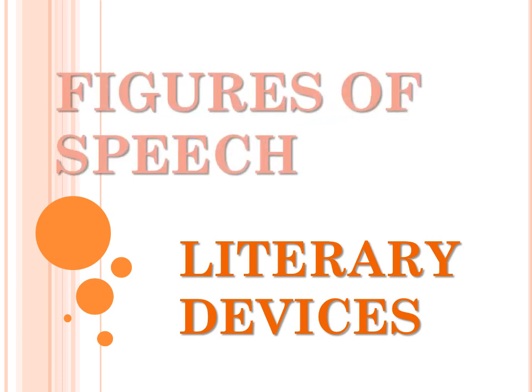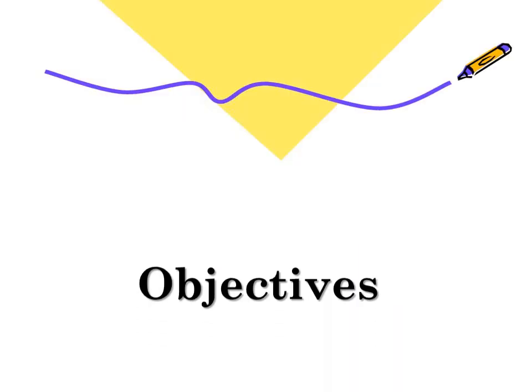Hello everyone. Today we will learn about literary devices. They are also known as figures of speech. When they are used in a poem, they are known as poetic devices, and when they are used in dialogues, they are known as rhetorical devices. So let's learn about them.